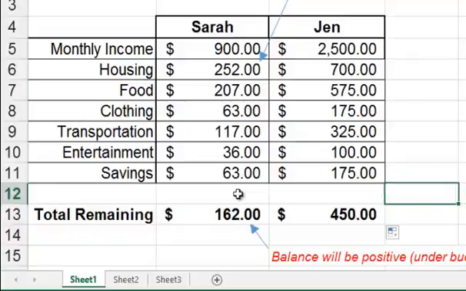Okay, hopefully this little video has helped you understand how to use a spreadsheet to make a formula and also to do a bit of a budget.